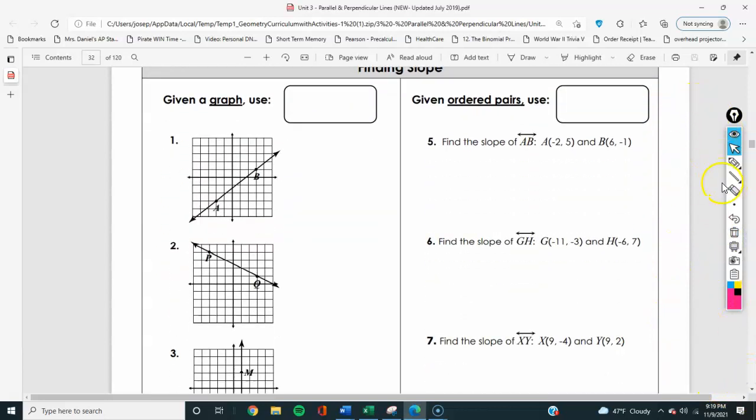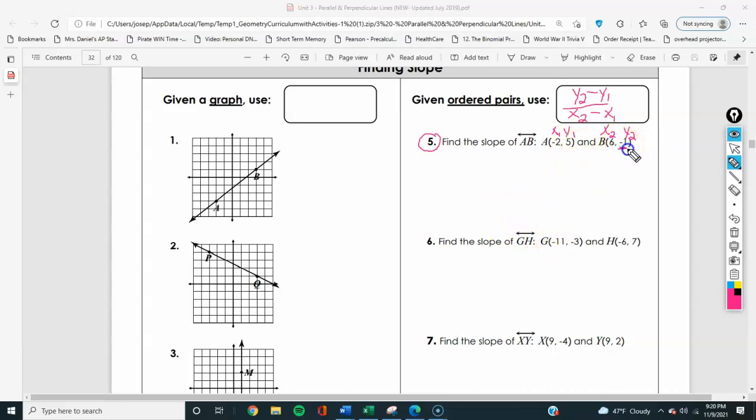Now, how do we find slope if they give us an ordered pair? Well, we use that change in y over change in x formula. This is a nice little review for y'all. So like for 5, find the slope from A to B. So let's call this one x1, y1, and we'll call this one x2, y2. Does it matter which one's x1, y1, which one's x2, y2? No, you'll get the same answer either way, so don't get too caught on that.